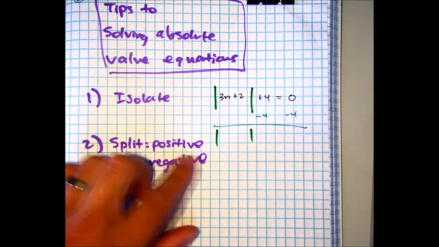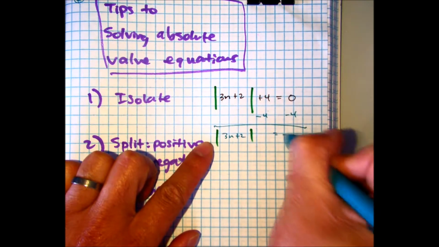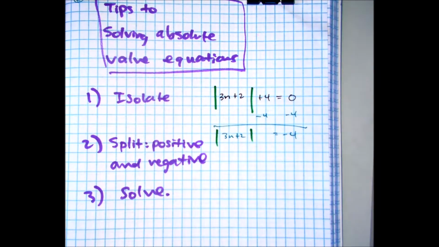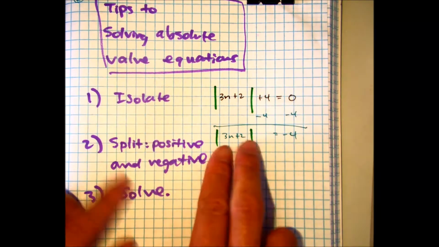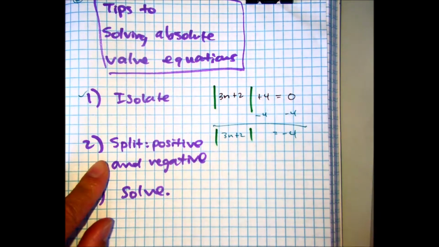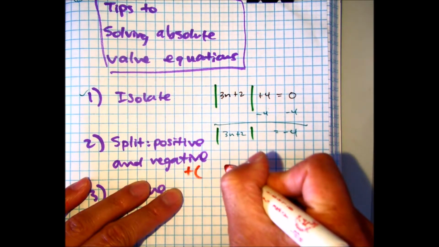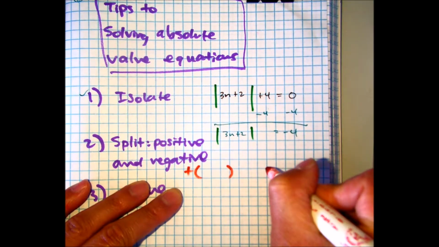So now I have, trying to show you guys those colors of the absolute value signs, absolute value of 3n plus 2 equals negative 4. Raise your hand if you see it. Okay, some of you don't see it, it's okay. Math is forgiving. Let's do the math. Now that it's isolated, we're going to split to one positive, one negative. Pick a big, bold color. Very, very, very helpful.